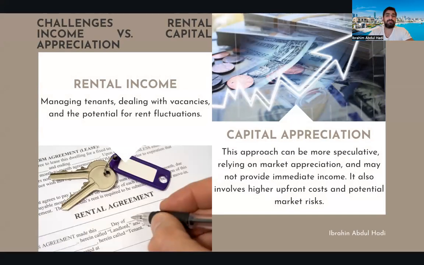Rental income involves managing tenants, dealing with vacancies, and potential rent fluctuation. Capital appreciation relies on market appreciation and might not provide income. However, it comes with an upfront cost and potential market risk.